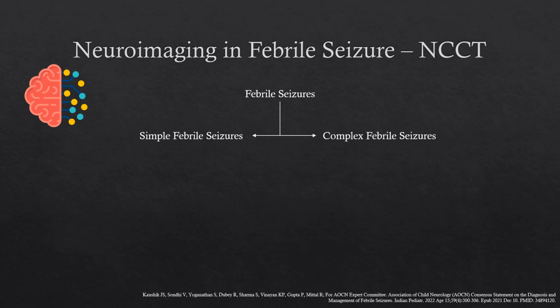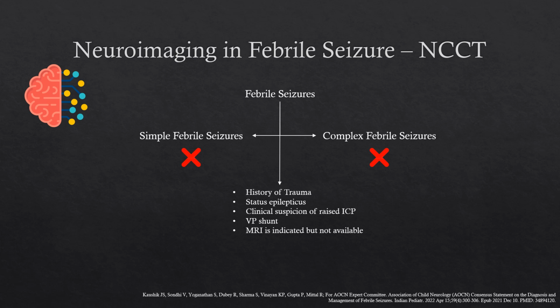So now coming to whether there are any indications of non-contrast CT scan of the brain. We learned that MRI is the preferred modality, but is there any condition in which a CT scan is indicated as the neuroimaging modality in a case of febrile seizure? The answer is no. But we need to do it when there is history of trauma, because if there is any history of trauma, we need to rule out an intracranial hemorrhage, and for that the CT scan will be the investigation of choice.